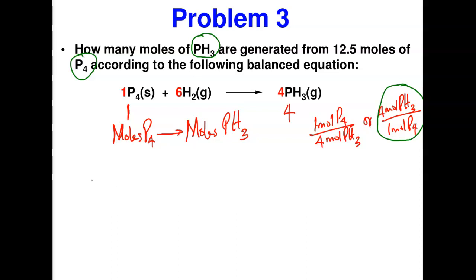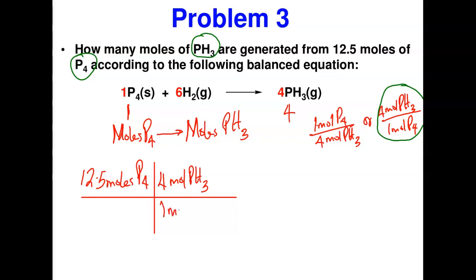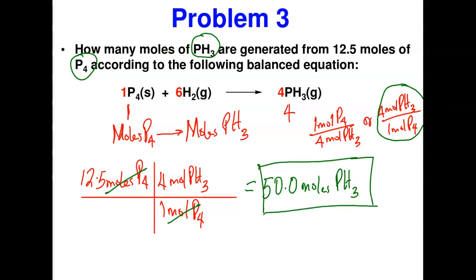So what I will do now is to start. I have 12.5 moles of P4. Again, I draw my line. Using that conversion, you see 4 moles of PH3. I'm looking for PH3, so it's going to be on top, and below is 1 mole of P4. Then if I cancel, this cancels this. If you multiply 12.5 times 4, you're going to be getting 50 moles. This is in 3 digits, so I'm going to put this in 3 digits. So this is 50.0 moles of PH3. So this is what we're going to get.